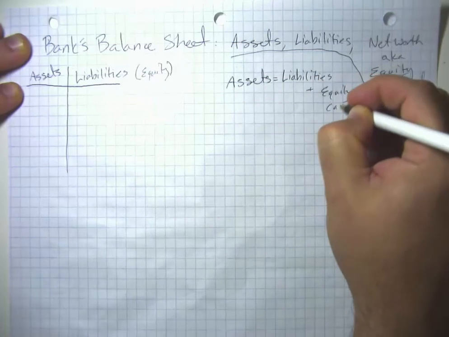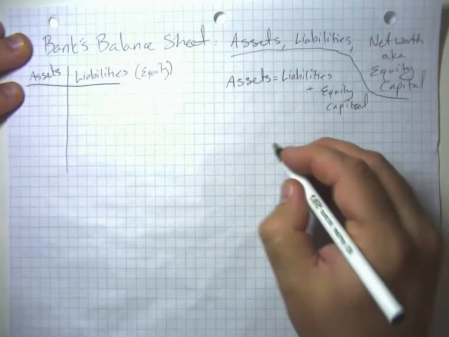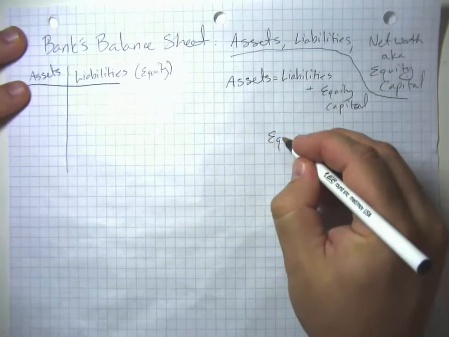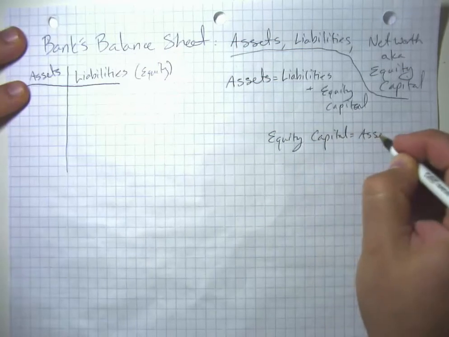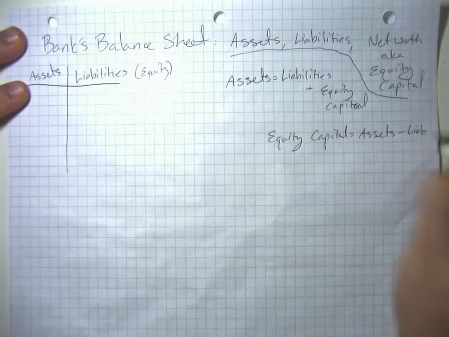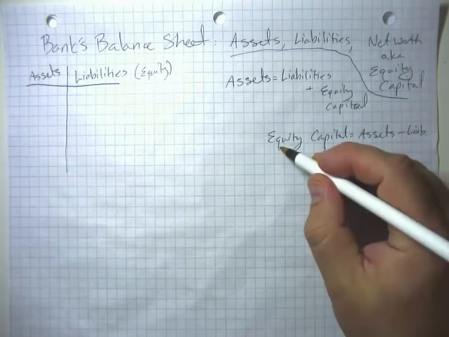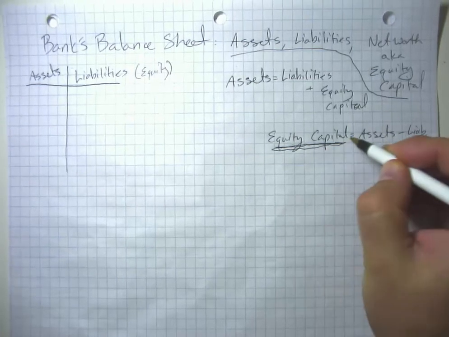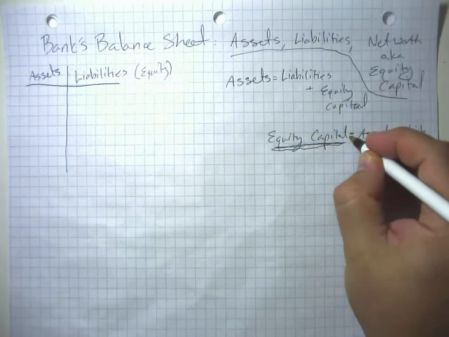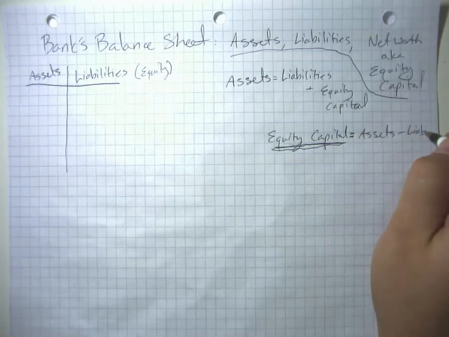I actually think this is a little bit of a less clear way of explaining it. My favorite way of explaining it is equity capital equals assets minus liabilities. So you can see that those are essentially the same equation. This one emphasizes that the net worth, how much the bank is worth, or how much it has after it pays its debts, is equal to how much it owns minus how much it owes other people.